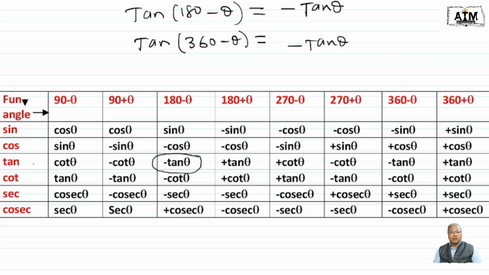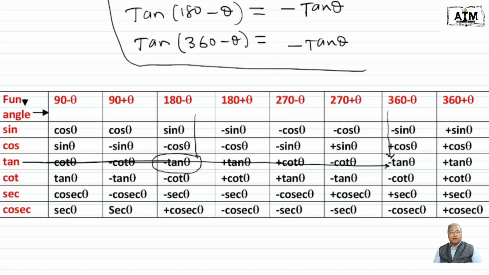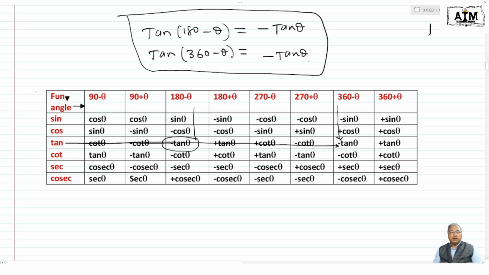So we got two values here. I am showing you once again. You see, tan of 180 minus theta is minus tan theta. One more place, here is the tan, go straight, and here. So tan of 360 minus theta equals minus tan theta. So from the allied angles, we got these two values: tan of 180 minus theta equals minus tan theta, and tan of 360 minus theta equals minus tan theta.